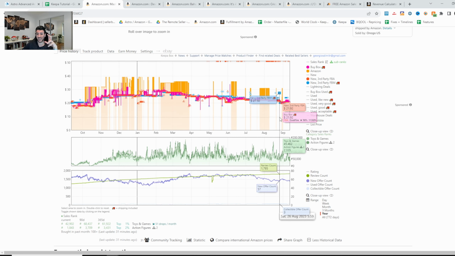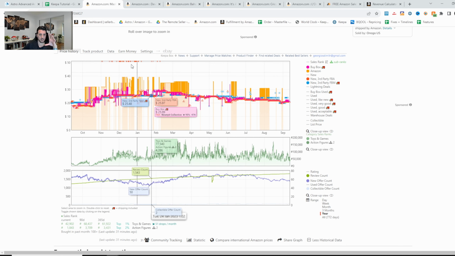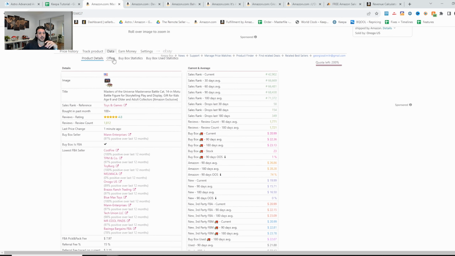It's kind of safe to look at it a bit further, but like I said, the profit is quite low. So for that reason, I would probably discard it, but let's just keep going now. Now let's go to the data section.